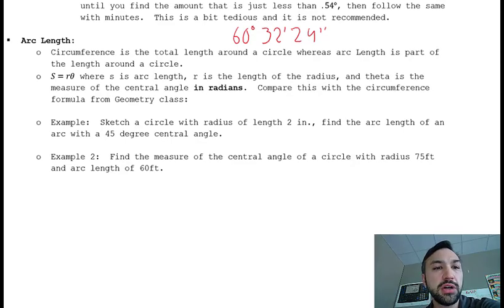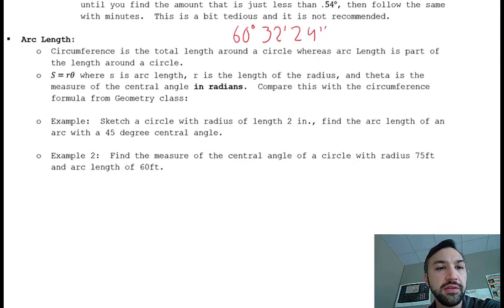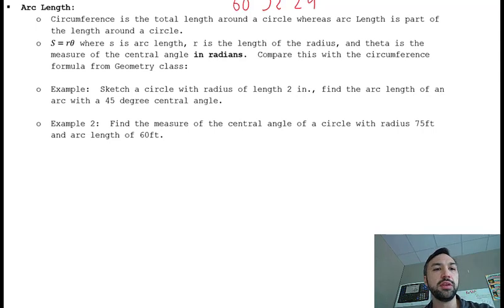Alright, and to finish off with some of the foundation stuff, you need to be familiar with the term called arc length. You need to know what it is and how to work with it in our new formula and with radians. So back in geometry you learned about circumference, and circumference is the total length around a circle.